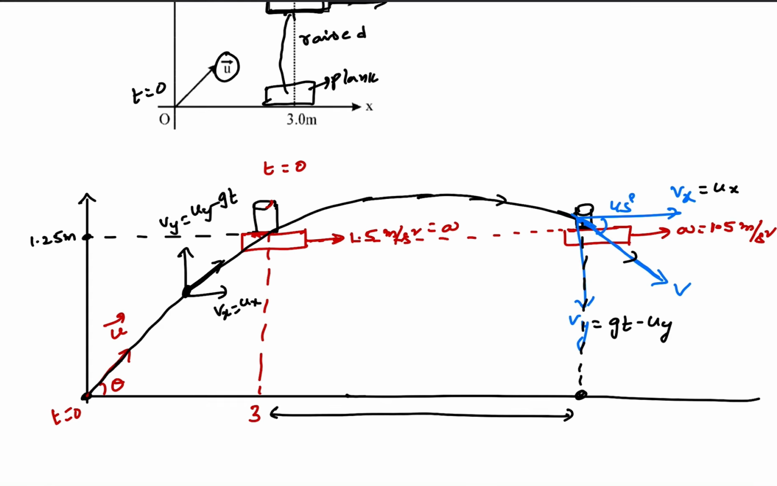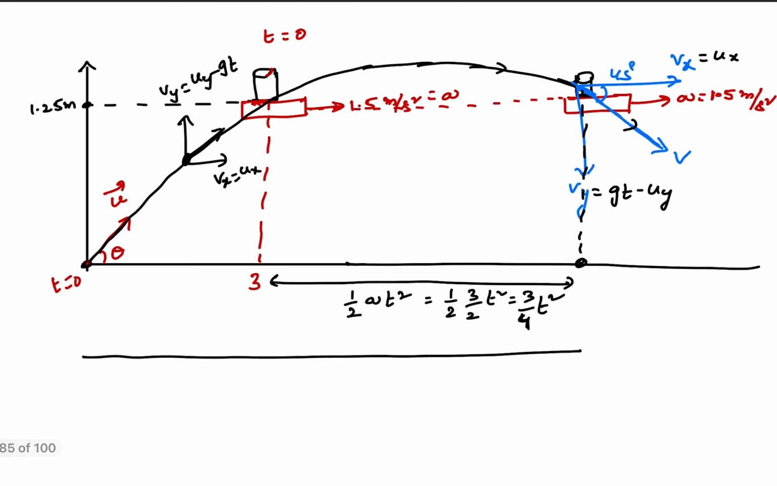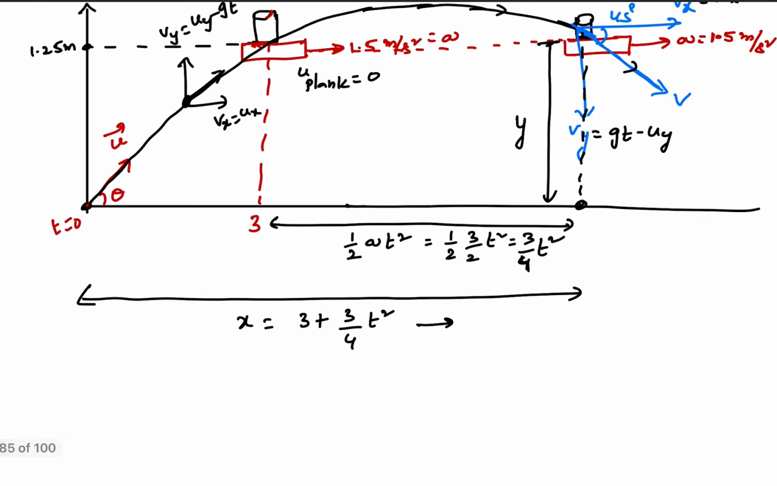Object distance. It is traveling a distance of half into a into t square. That is nothing but half into a, which is 1.5, so 3 by 2 a t square. 3 by 2 t square you can write, that is 3 by 4 t square. Now the location of this can be written as x is equal to 3 plus 3 by 4 t square, as the initial velocity of the plank is 0, the object also 0, and both will be reaching a certain height y.